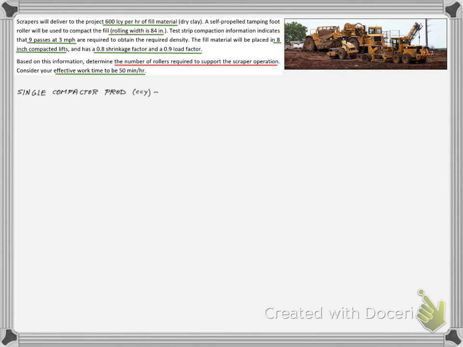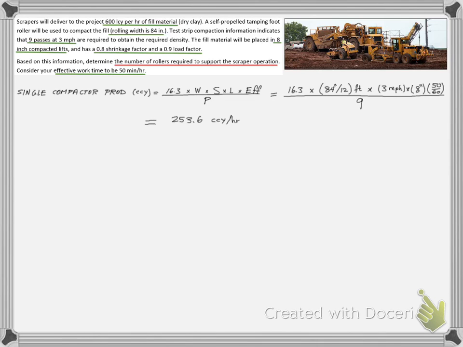To find the number of compactors, we need to calculate their production rate first, using the shown formula that we introduced in the lesson. We have all the values, so we will apply them as shown to get that each compactor can finish 253.6 compacted cubic yards per hour of the fill.